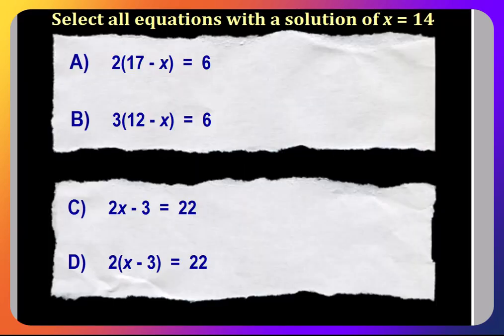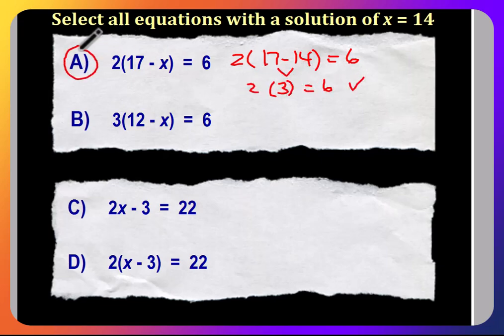Okay, our last 2 problems is that we need to select all of the equations that have a solution of x equals 14. So we're given a solution, we're saying, hey, x equals 14. Well, which one of these equations will make it true where x does equal 14? So all you have to do is substitute 14 for x. So I'm going to rewrite this over here. This is going to be 2 times 17 minus 14 equals 6. So I do the math. Parentheses first. 17 minus 14 is 3. And does 2 times 3 equal 6? Yes, it does. So A is the solution.